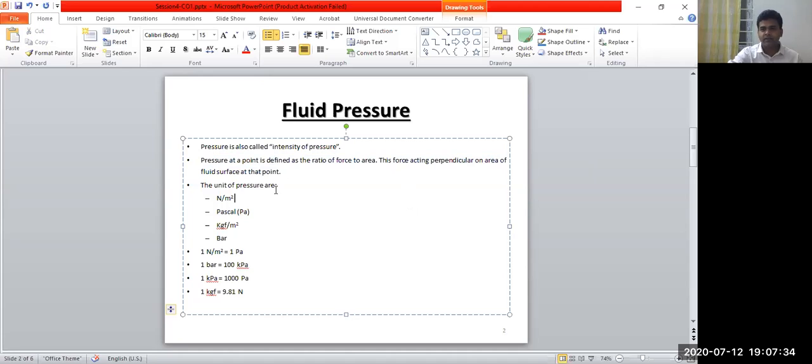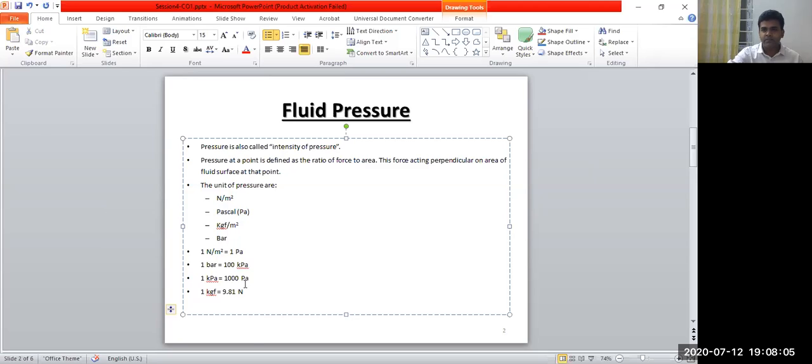So what are the different units of pressure? Units of pressure are Newton per meter square, the SI unit. It is also called the Pascal. Pascal is the other unit of the pressure. kgf per meter square is another unit of pressure. Other is the bar. That is the Newton per meter square, Pascal, kgf per meter square, and bar.